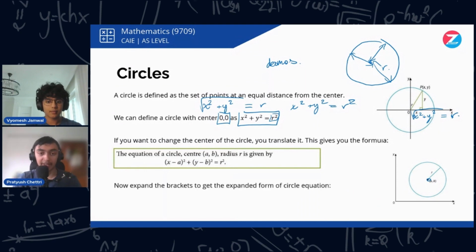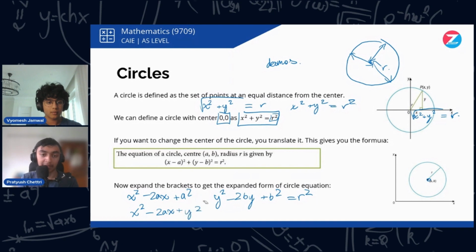And now we can expand the brackets to get a bit more complicated equation. x squared minus 2ax plus a squared plus y squared minus 2by plus b squared equals r squared. And questioners, examiners, whatever, they like to give stuff like this, and you have to put it back into normal form. So I'm going to put the x's here and the y's here.